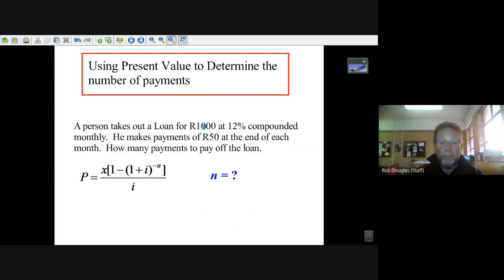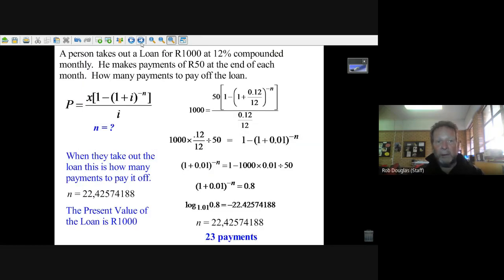A person takes out a loan for 1,000 Rand at 12% compounded monthly. He makes payments of 50 Rand at the end of each month. So that means we can use the formula because it happens at the end of the month. The question is, how many payments will it take to pay off the loan? So let's take a look.